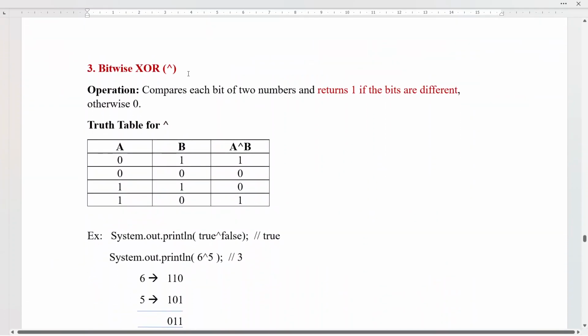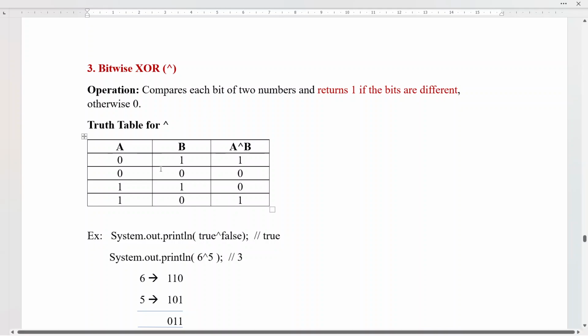So let's see what is XOR operator. XOR operator compares each bit of two numbers and returns 1 if both bits are different, otherwise 0. If both values are different, that is, if one value is true and another value is false, it returns true. If both are true, it returns false. If both are false, it returns false. So if both are same, XOR operator returns 0.